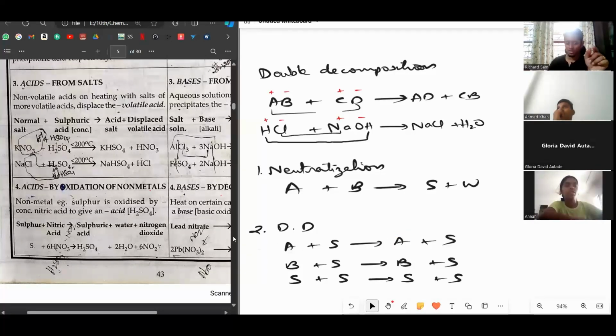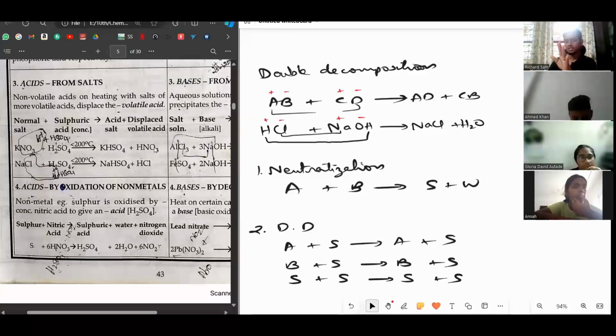Okay. So here, an example is given. Normal salt, KNO3, plus an acid, sulfuric acid, will give you an acid salt, basically a salt plus an acid. So this is salt plus acid gives salt plus acid. Other reaction? Okay. We're going to write down this reaction now.